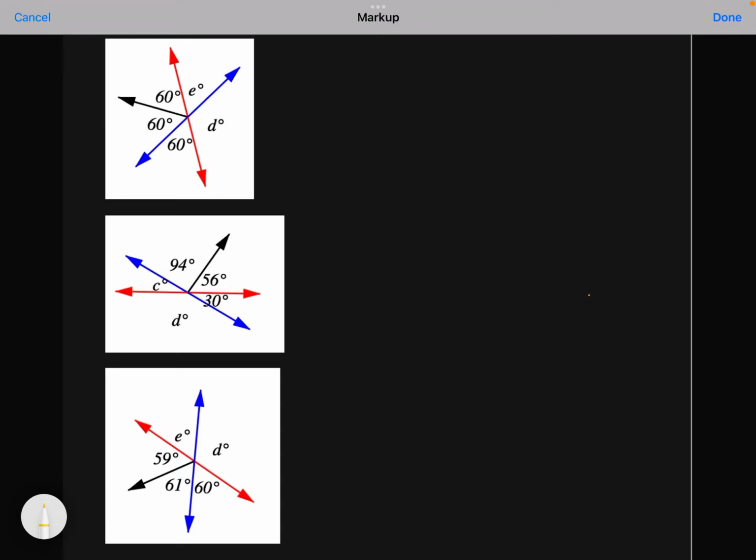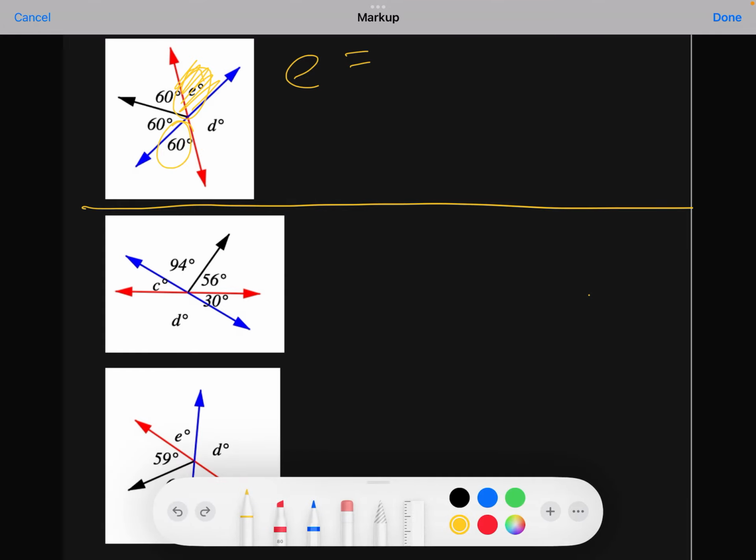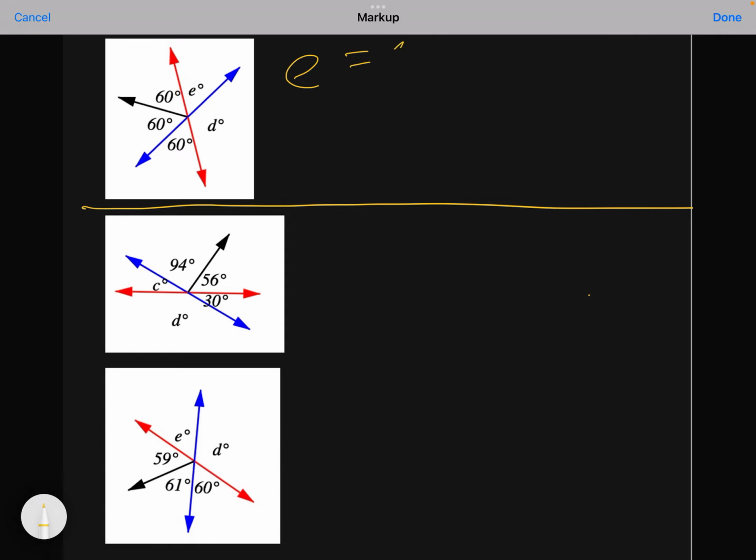Okay, to solve these type of problems, I start off with a couple different strategies for the first one. This is the easiest kind. Let's say we're looking at E. E is vertical from this 60-degree angle. They make this nice bow tie shape together where one is opposite from the other. That's called vertical angles. And if you have vertical angles, then they are congruent. So E is 60, just like the one opposite from it.